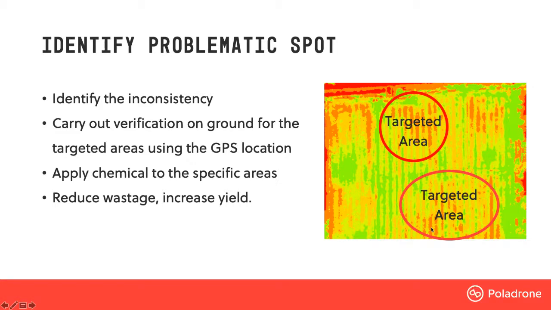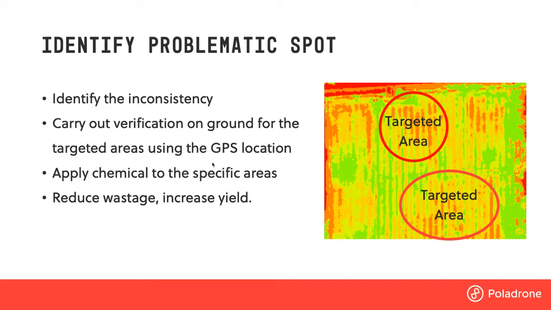By using this method, we can save a lot of time and also reduce wastage by applying the right chemicals and the right solutions to the oil palm itself. And we also have the GPS locations through our drone itself, so we can identify the problematic area correctly.